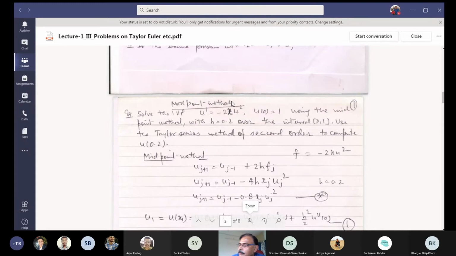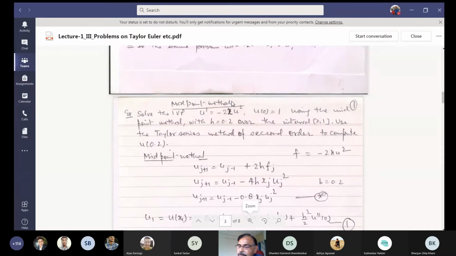Okay. You write down what is the exact solution of this problem. There is the reason why I am telling you. The exact solution of this problem is u(x) equal to 1 upon 1 plus x square, means 1 upon inside the bracket 1 plus x square. Have you written that?